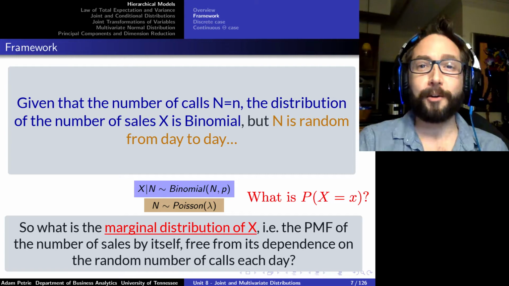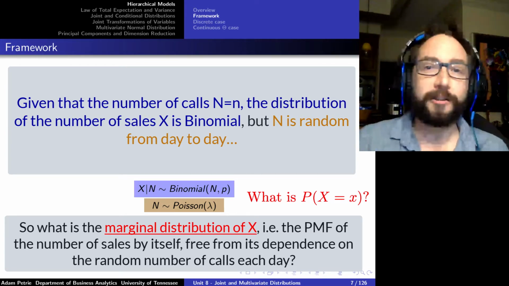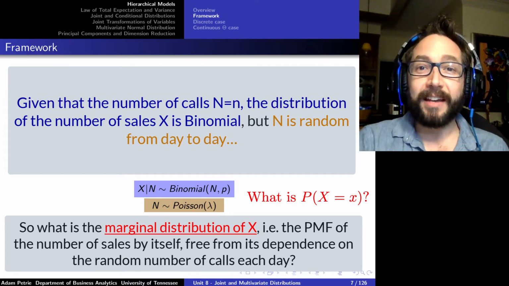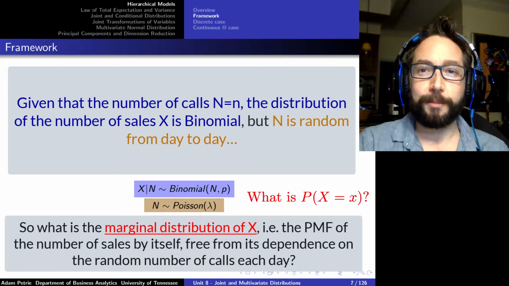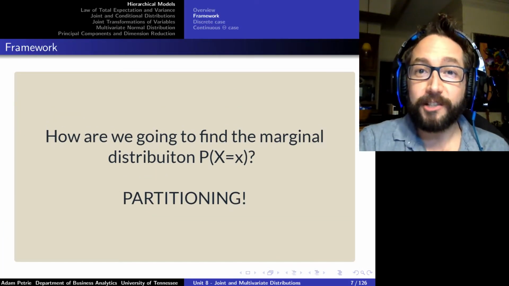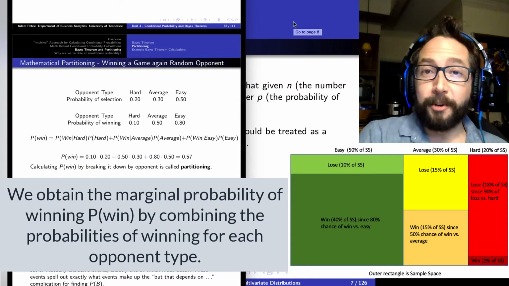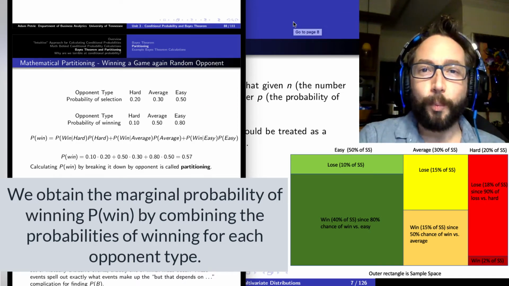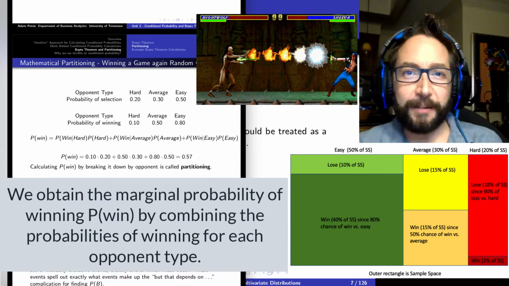So in the hierarchical model, we have a conditional distribution of x for a particular value of that random parameter. We want to free ourselves from that random parameter by taking into account its probability distribution to get the overall standalone distribution of x, which we refer to as the marginal distribution. Well, we're going to borrow a page back from our study of conditional probability and actually do the partitioning trick. You might remember an example back when we studied conditional probability of trying to figure out the probability that you would win against the next opponent that you played on a video game. But the problem is that there were three different types of opponents.